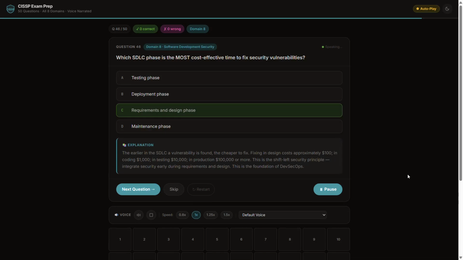Correct answer: C. The earlier in the SDLC a vulnerability is found, the cheaper to fix. Fixing in design costs approximately $100, in coding $1,000, in testing $10,000, in production $100,000 or more. This is the shift-left security principle: integrate security early during requirements and design. This is the foundation of DevSecOps.